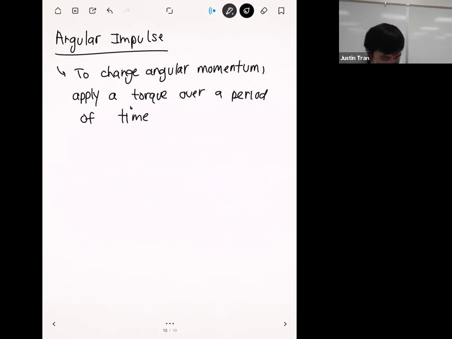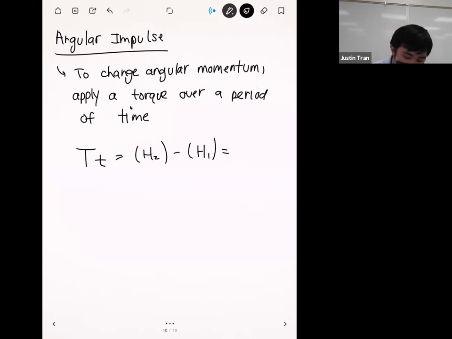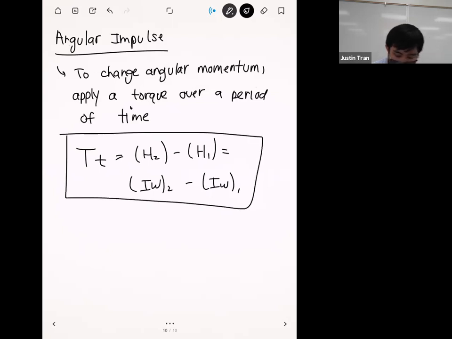Right, so if we have the product of torque times t, this is going to be equal to the difference in angular momentum in two different states. This can be equal to H2 minus H1, which of course is equal to I omega 2 minus I omega 1.